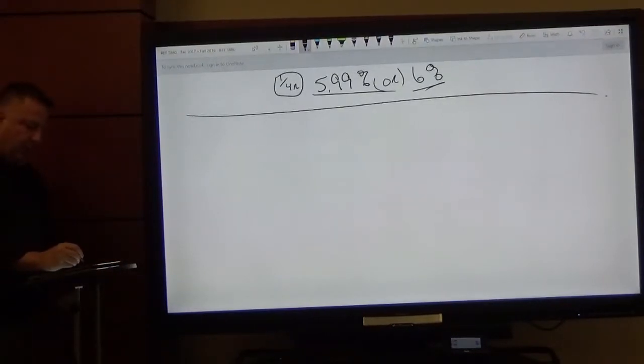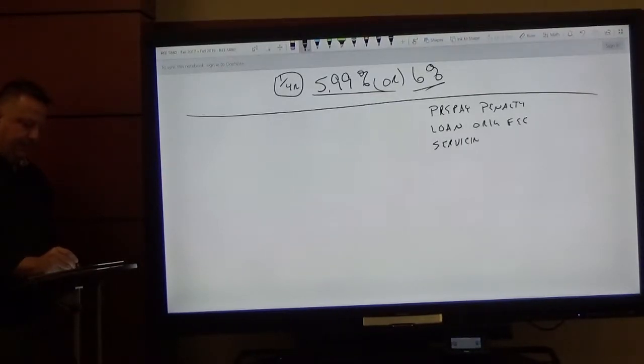So we're going to have a prepayment penalty, a loan origination fee, and then a servicing fee. Let's see if we can work through this. So first of all, what percent do we want the prepayment penalty to be? 2.5. What percent do we want the loan origination fee to be? Let's go 3%. Now then, the servicing fee.